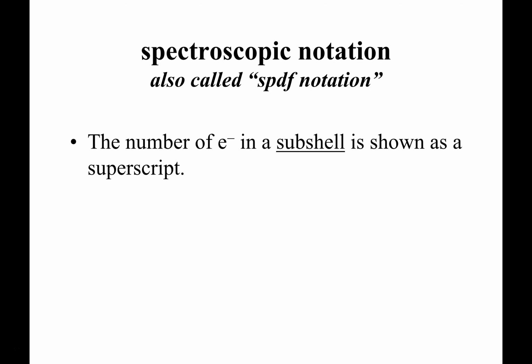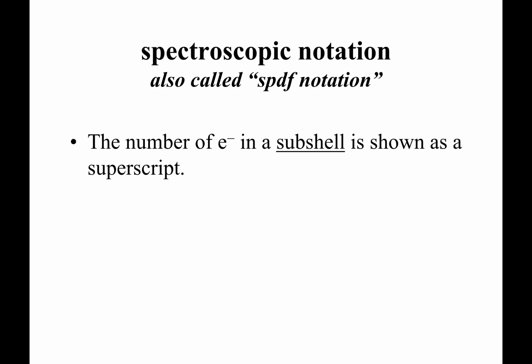So we're going to do those same elements up through neon with spectroscopic notation. The box and arrow kind of reminds me of hand cramp sometimes. It gets my hand cramped drawing those boxes, which I'm not very good at. But this notation is, I think, easier, but you need to be able to do both types of notation.